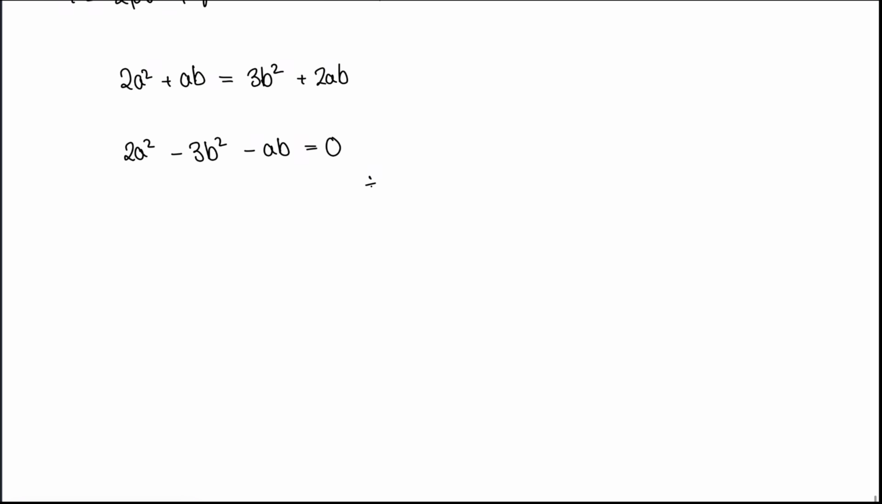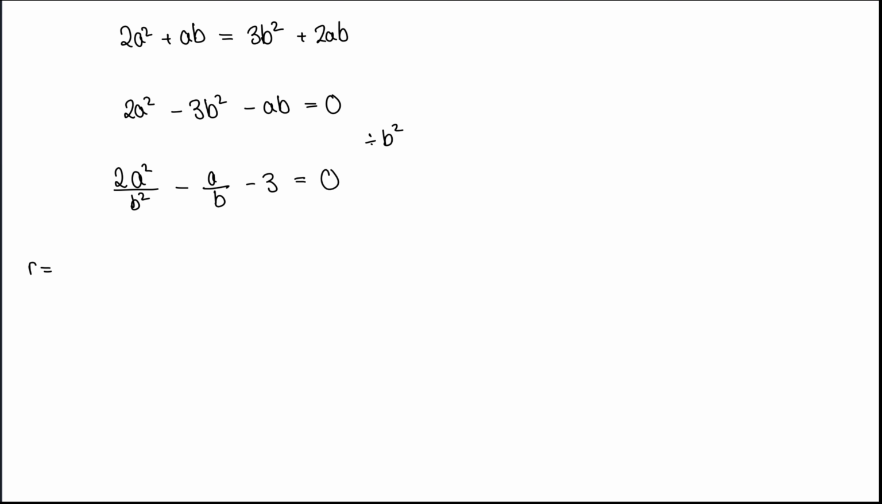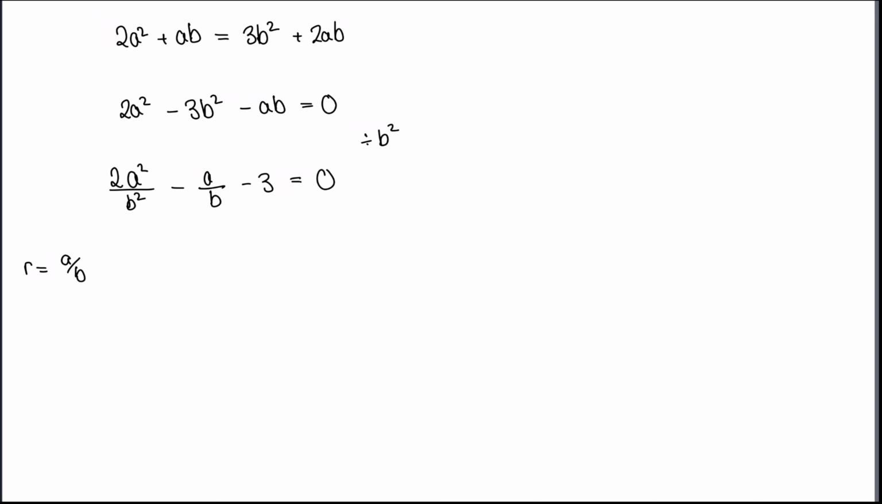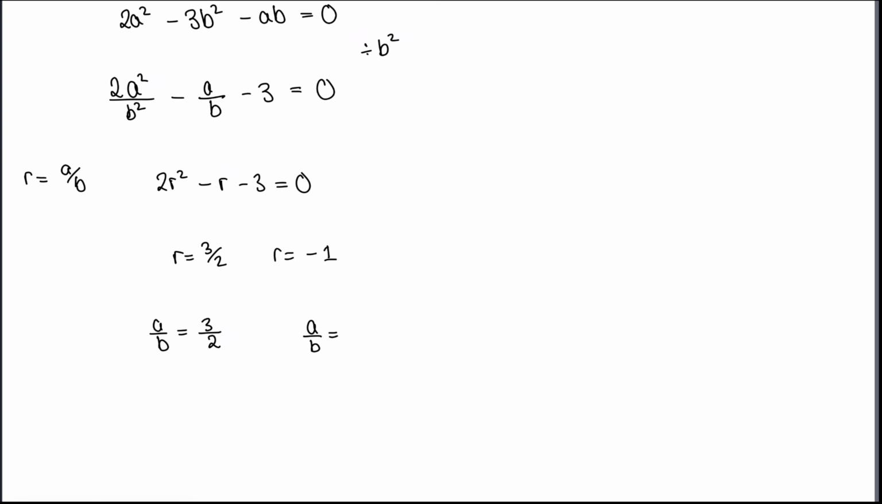What I'm now going to do is divide by b squared. So we get 2a squared over b squared minus a over b minus 3 is equal to 0. Very difficult to spot, but hopefully you can see that this is a disguised quadratic. A bit more obvious if I make r equal to a over b. We get 2r squared minus r minus 3 is equal to 0. And so we get r is equal to 3 over 2, or r is equal to minus 1. So a over b is equal to 3 over 2, or a over b is equal to minus 1. So a is equal to 3 over 2 b, or a is equal to minus b.